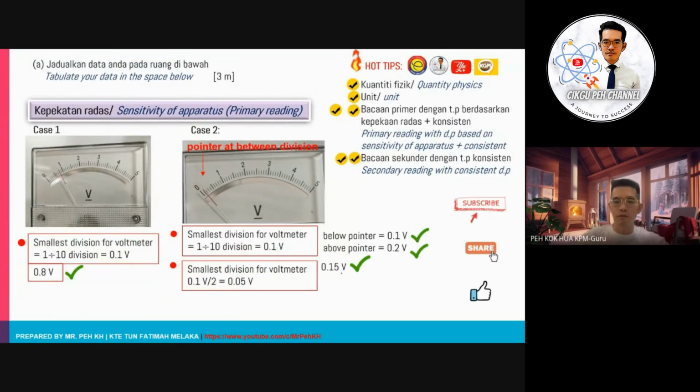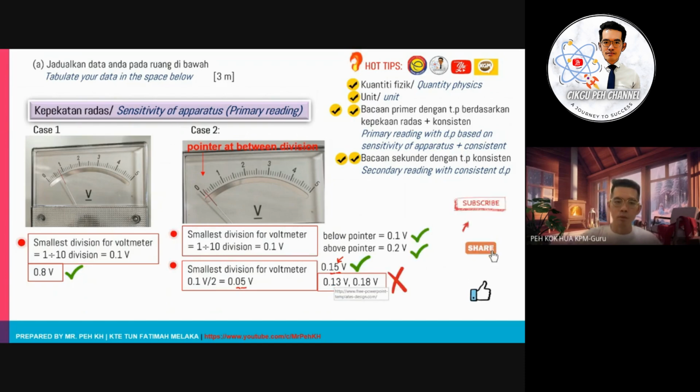Okay, so 0.15 volt. So here when you get your small division as 2 decimal places here, 0.5 volt. So your reading must be consistent with 2 decimal places. Okay, so for 2 decimal places, we only can accept 5 and 0. So that means you cannot choose 0.13.